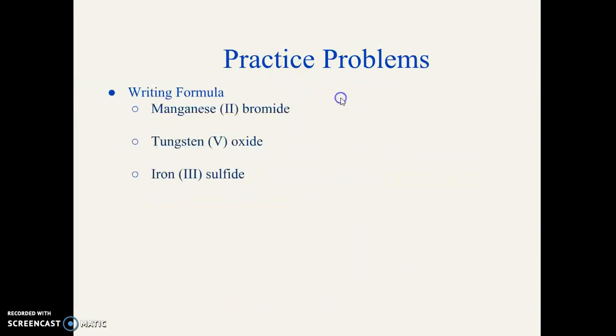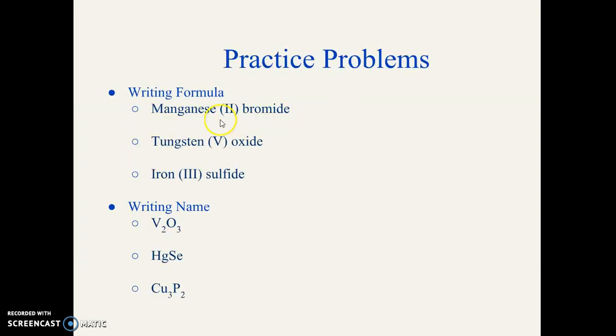So here are some practice problems, and we will go through these in class, but I want to see if you can figure them out or go through some of the practice for these. Manganese(II) bromide, tungsten(V) oxide, iron(III) sulfide. And if you don't know what the Roman numerals mean, on that cheat sheet that I gave you for the polyatomic ions, at the bottom of the page, there is a box that has all the Roman numerals in it, 1 through 10.